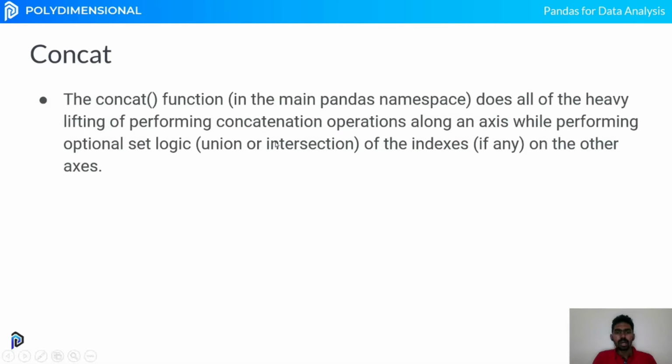The concat function helps us to concatenate more than one data frame along the specified axis. We can specify which axis we want to join, whether we want to join as rows or as columns. We can also do simple set logic, like whether we want to use union or intersection. You will be able to understand more on this when we see it with an example.